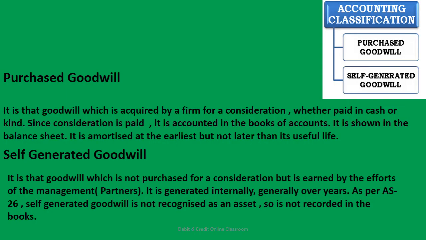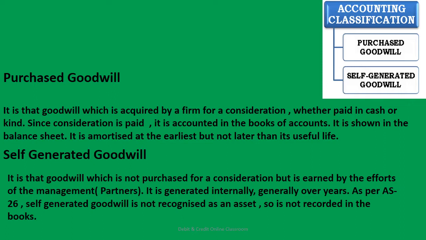Goodwill can be classified into two categories, that is purchased goodwill and self-generated goodwill. Purchased goodwill is that goodwill which is acquired by the firm for a consideration, whether paid in cash or kind. That is, when we purchase the goodwill, that is the purchased goodwill. It may be either for cash or for kind.